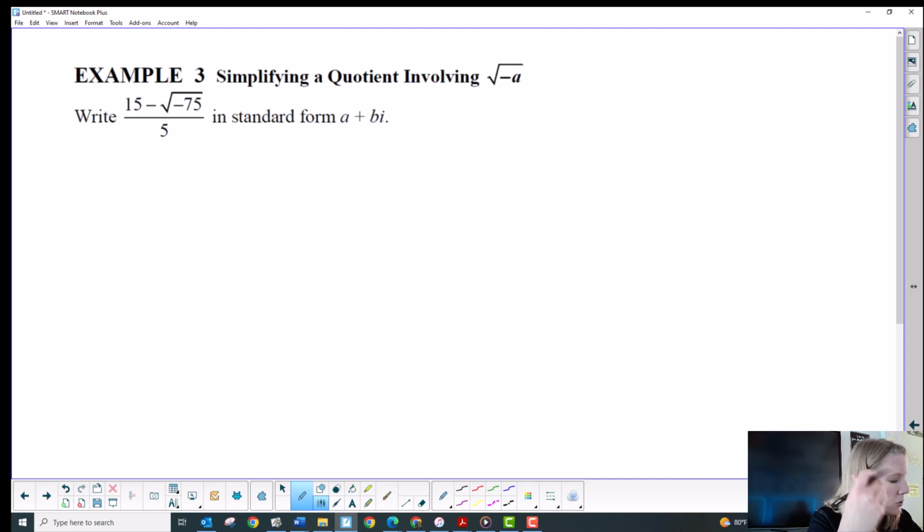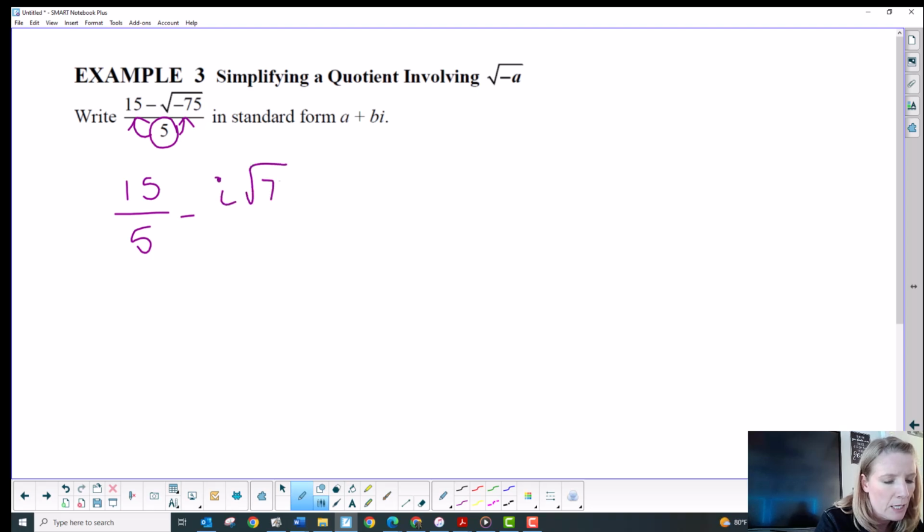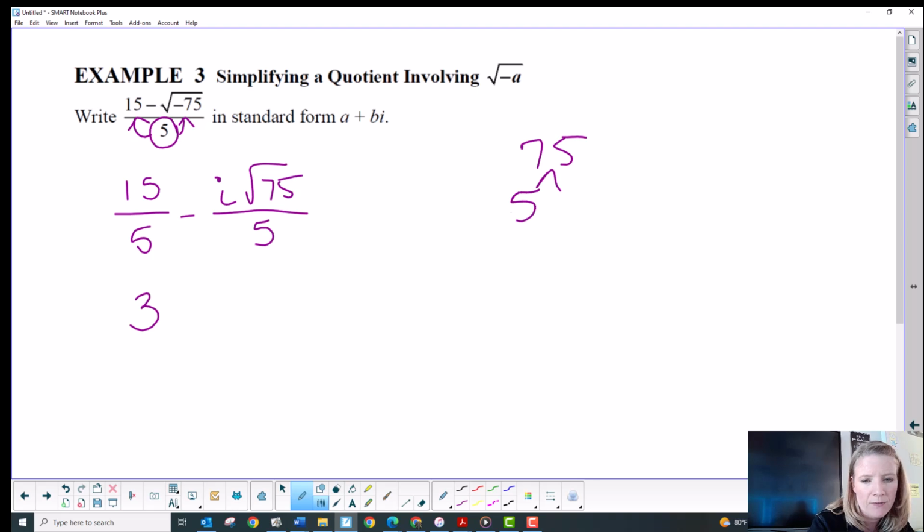So in this situation, what we're going to do is called split the fraction. If you have a number underneath two different things, you just split it up underneath both. So we have 15 over 5 minus, I'm going to go ahead and pull out my i, the square root of 75 over 5. Well, the 15 over 5 is just 3. The square root of 75 we're going to break down. 75 is 5 and, nope, 3 and 25. It would have been 5 and 15, but I feel like 3 and 25 makes more sense.